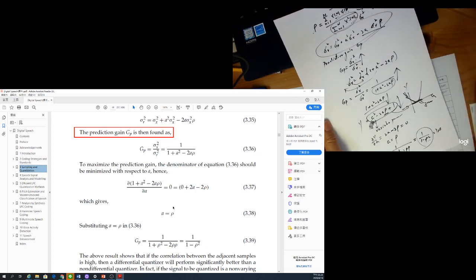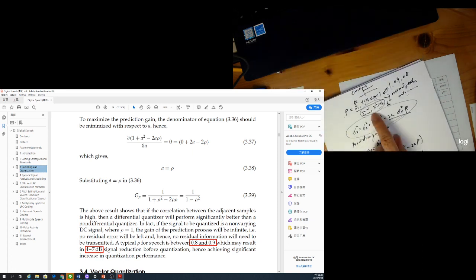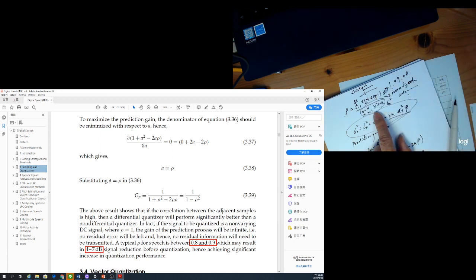So you can see their conclusion here. The autocorrelation between adjacent samples is high, so a differential quantizer will perform significantly better than a non-differential quantizer. If your neighboring signal is highly correlated, how do we know whether the input signal is highly correlated? Based on your normalized autocorrelation, if it is close to 1, the neighboring signal is highly correlated.